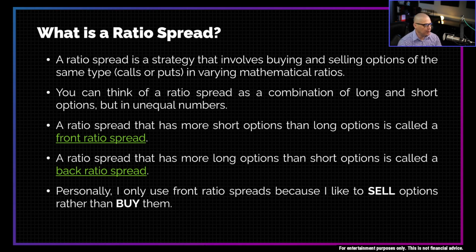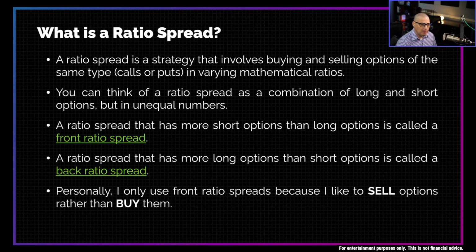So what is a ratio spread? A ratio spread is a strategy that involves buying and selling options of the same type, so all calls or all puts, in varying mathematical ratios. For example, if you sell 2 puts and buy 1 put, that's a 2-to-1 ratio spread. You can think of a ratio as a combination of both long and short options, but in unequal numbers.